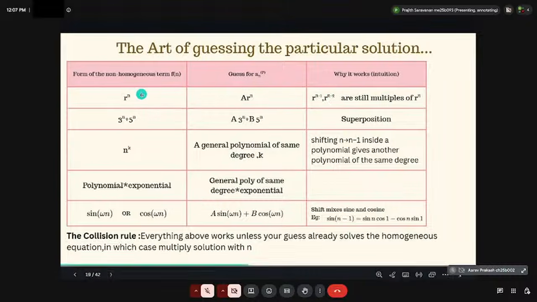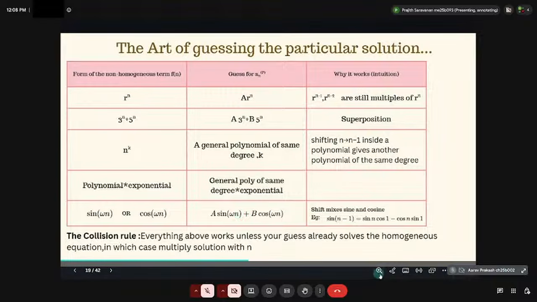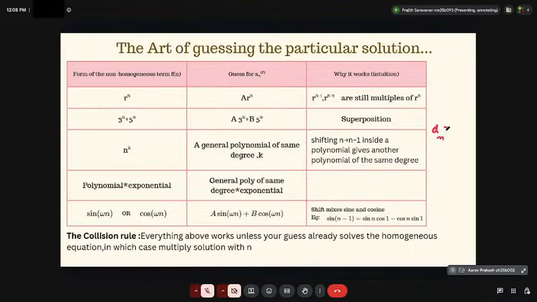If your non-homogeneous term is of the form n power k, or any polynomial of degree k, then we will guess a general polynomial of the same degree k. Why do we do this? What happens is you're substituting a_n to be some expression, right? You're substituting a_n to be this particular solution.